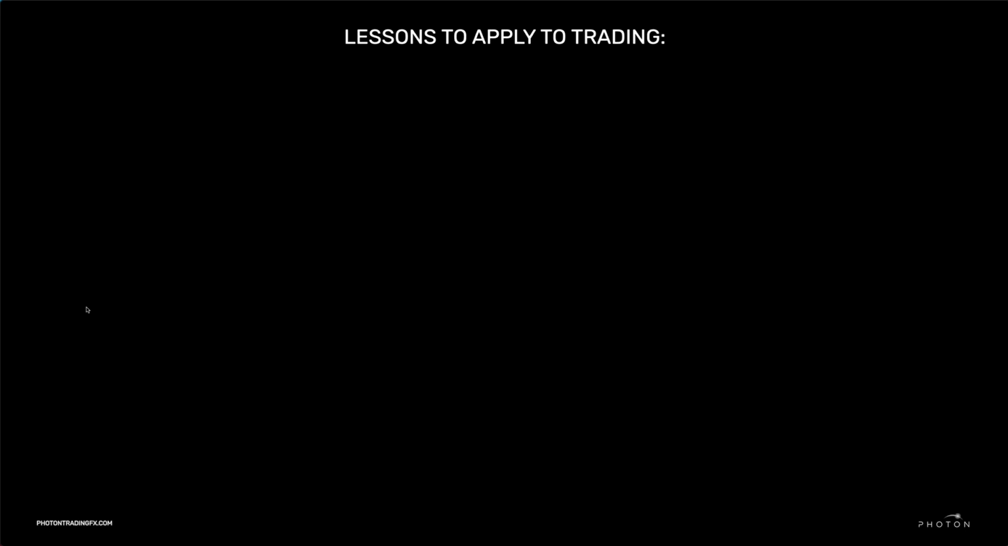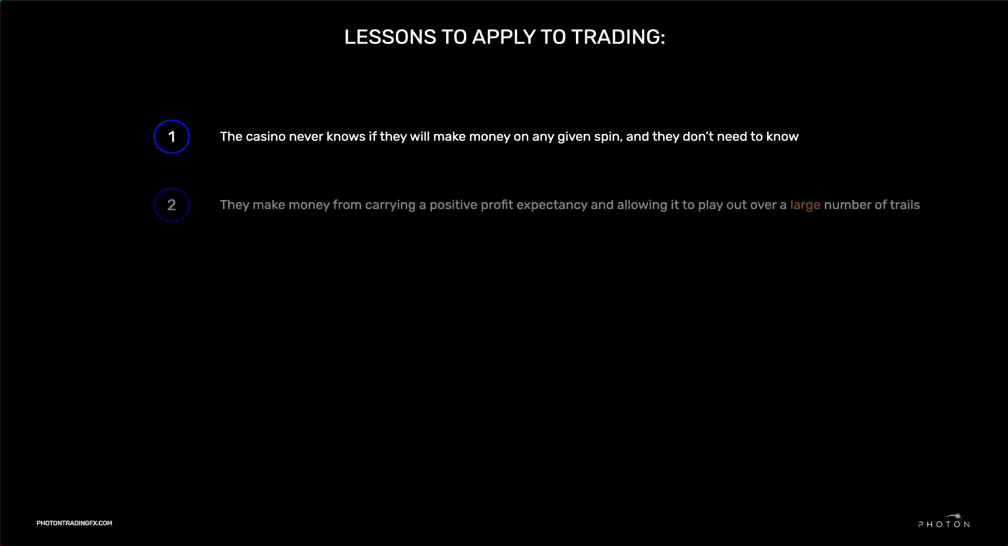So what are some of the key lessons that we can learn from the casino that we can actually apply to our trading? Well, the casino never knows if they will make money on any given spin, and they don't need to know. The outcome from each individual spin or trade is completely random. They've got no idea if it's going to win or lose. But if it's random on an individual spin, then how do they make money? They make money from carrying a positive profit expectancy and allowing it to play out over a large number of trials.